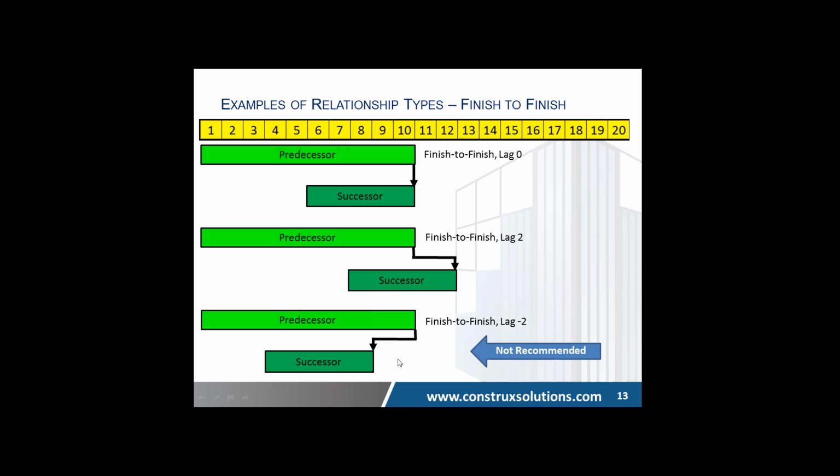Similarly with this negative 2 lag, I don't really understand why anybody would do this. It might as well be called a start-to-start tie. You're calling it a finish-to-finish with negative 2. I don't see the value in this, but still, to each their own. The whole goal is just to keep people on the same page as to what they're supposed to be working on in what order. And if this works for you, then by all means. I just don't think it's very practical.